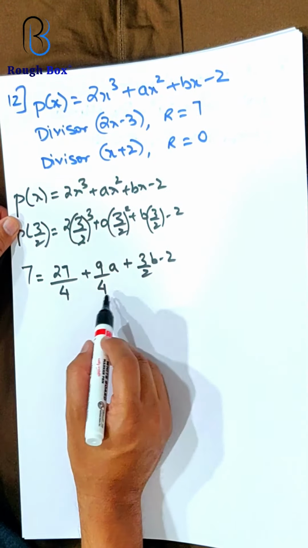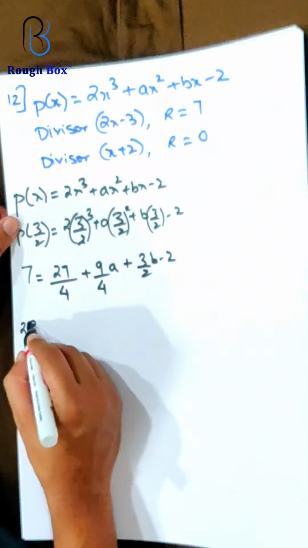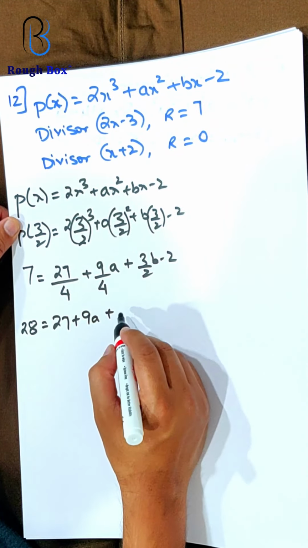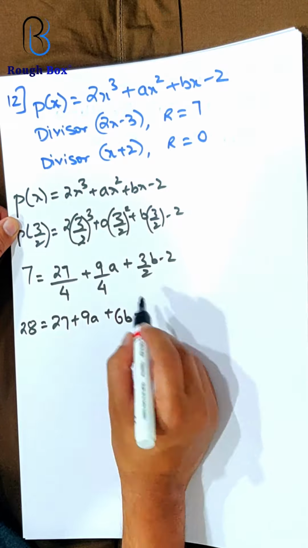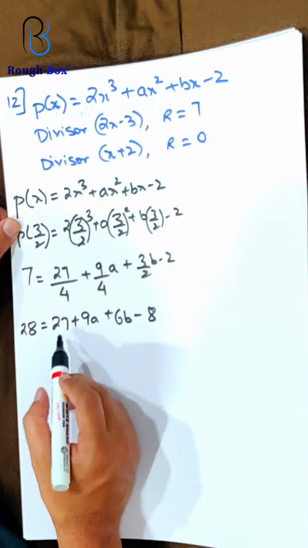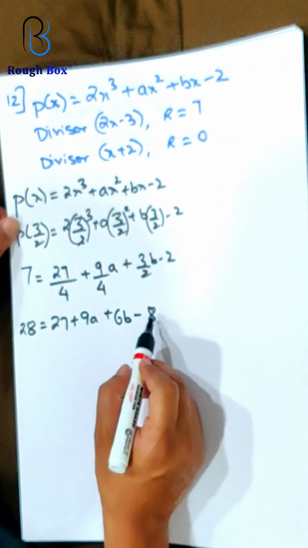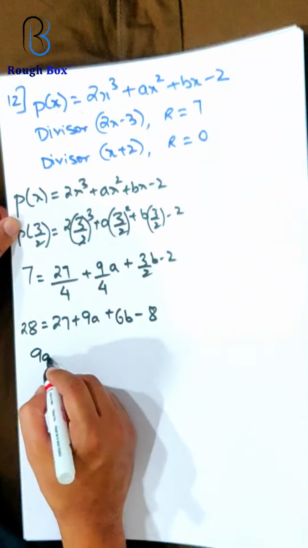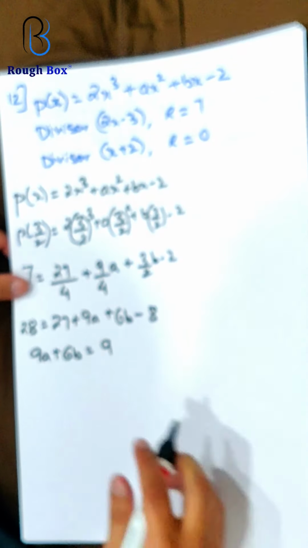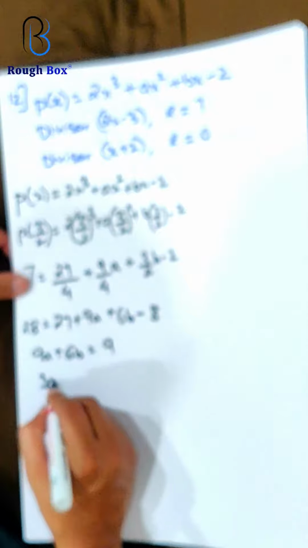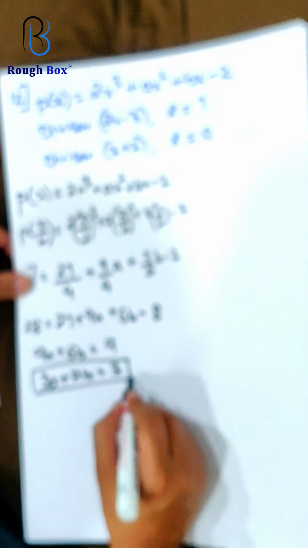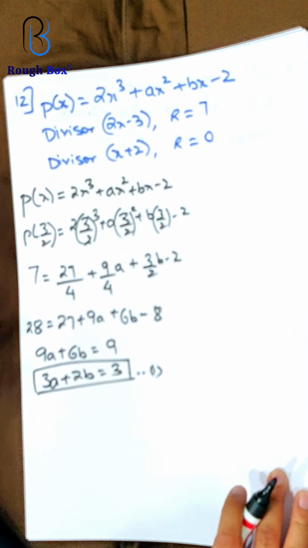So my LCM is 4. So 7 4s are 28, 27, 9a, 2 2s are, so 2 3s are 6b and 4 2s are 8. So I managed to reach somewhere close to my first equation. 27 goes here, so 1 left, 8 goes here, so 9. So I get 9a plus 6b equals 9. How many got the same equation? Super. Dividing by 3, so 3a plus 2b equals 3. So my first equation is generated. 1 mark if you reach here.